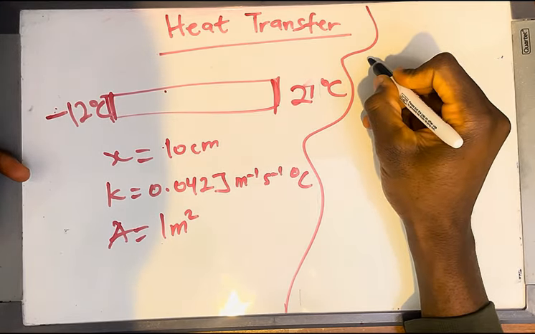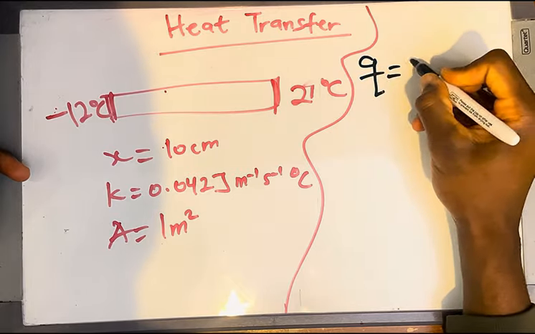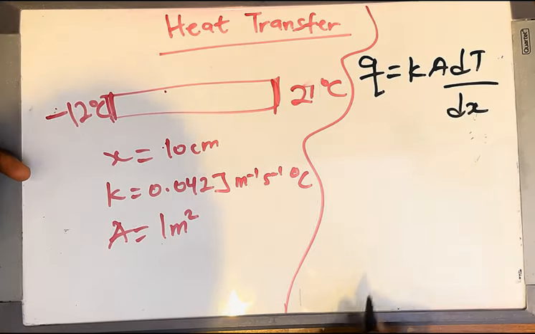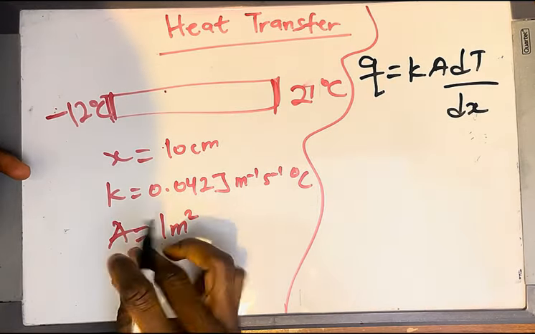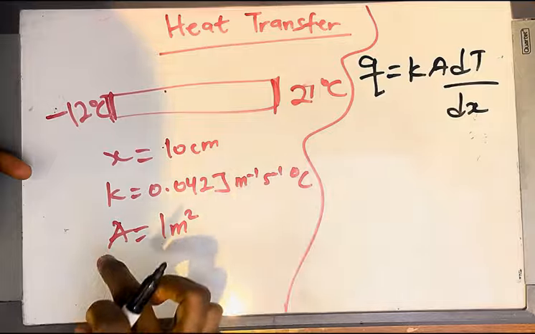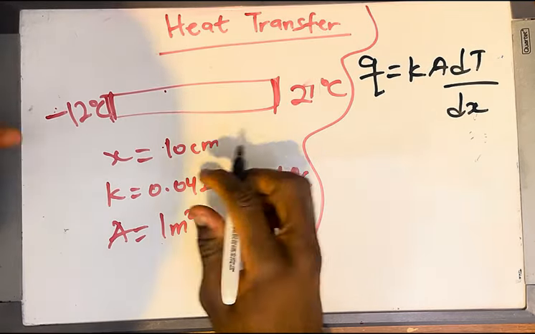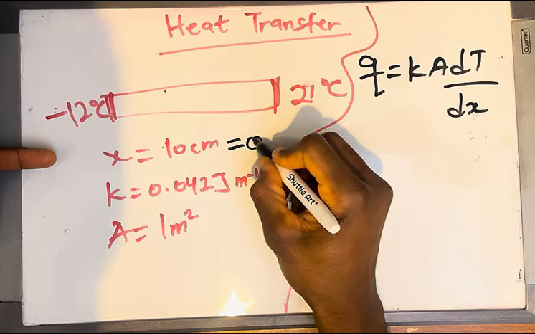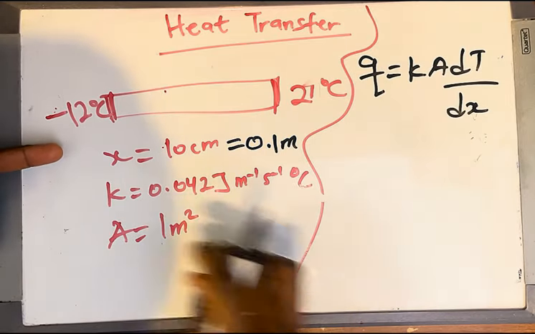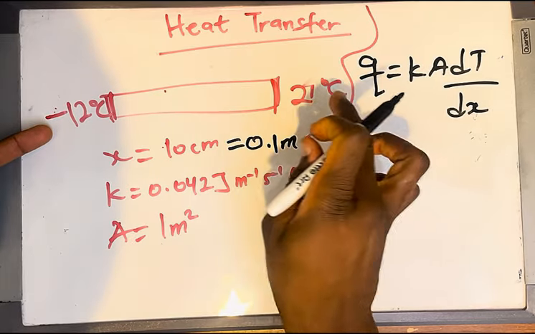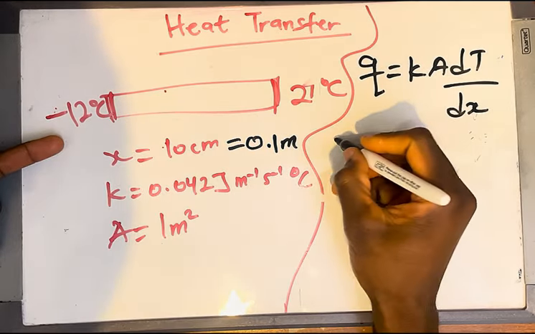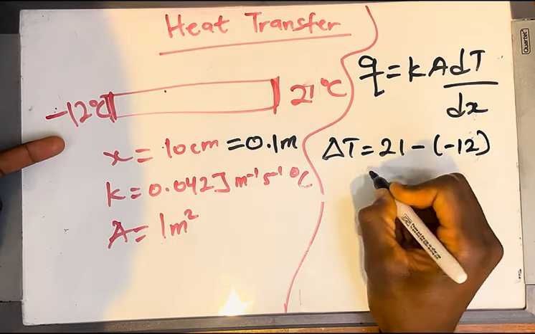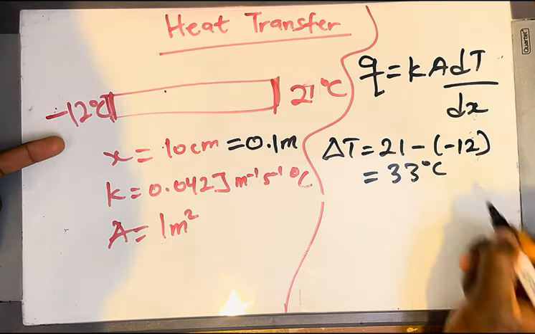Fourier's equation says that Q is equal to kA dT over dx, right? We know k, we know A, and the dx is given as 10 centimeters, but we need to convert it to meters. So 10 centimeters to meters will be 0.1 meters. And let's consider the temperature difference. This is 21 and this is minus 12. So the temperature difference will be 21 minus negative 12, and this will give us 33 degrees Celsius.